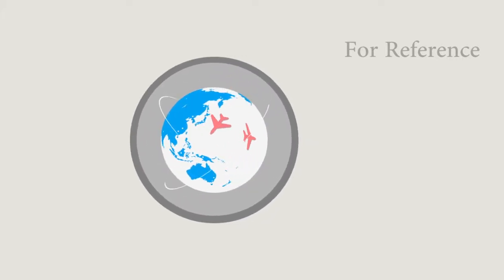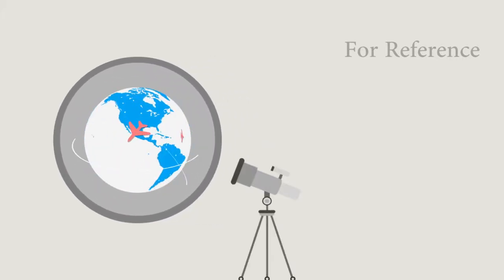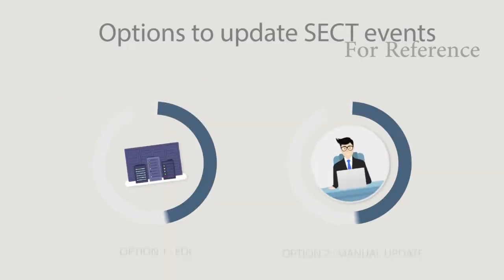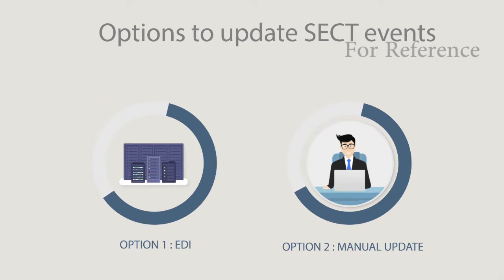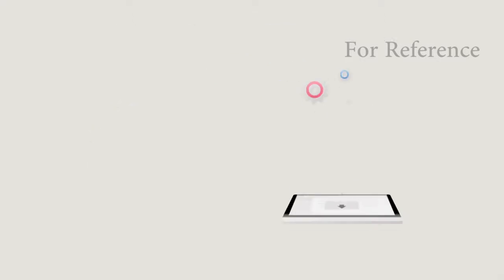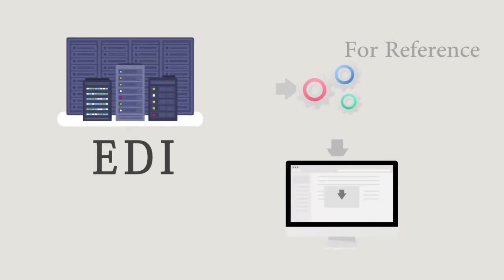Agility provides shipment visibility to customers by updating over 5 million SECT events each year. In the past, we've had two primary options to update international departure and international arrival events for air and ocean. The first option has been automatic event updates, received through Carrier Electronic Data Interchange, or EDI.